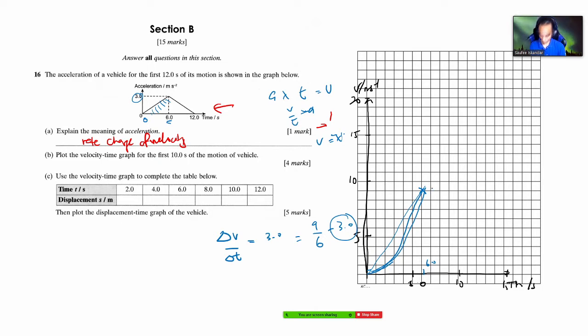So and then 6 is 12. It will be 10, 11, 12. So 12 should be 15, 16, 17, 18. So it will be around here. Okay, so you can see the graph should be like this. It's not a straight line, as long as it's not straight. So we have 2 points here.